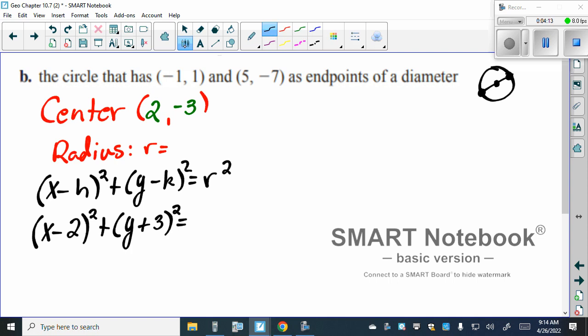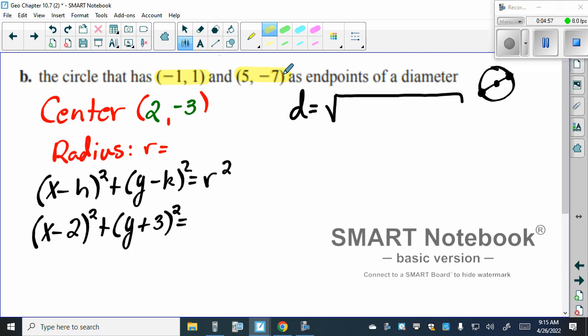Now we can use the distance formula and these 2 points to find the radius. Now, let me get a highlighter. If I use (-1, 1) and (5, -7), will I get the radius? What are those 2 points? And the diameter is what? Twice the radius. So would that give me the radius? No, it would give me the diameter. And we could use that in the distance formula, but what would we have to do at the end? We'd have to divide it by 2 to get what the radius is.